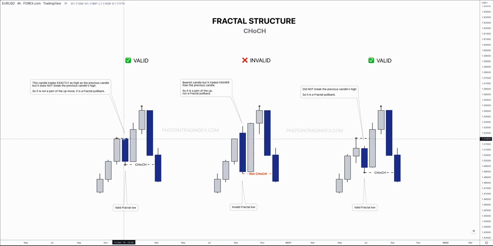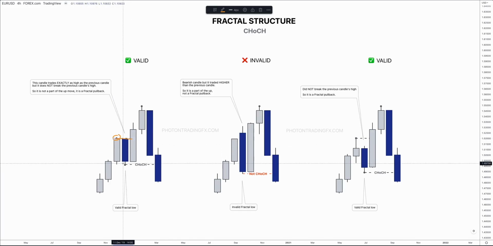Well, remember, what is the definition of a fractal pullback? It's if it fails to break the previous candle's high. So if this candle here trades exactly as high as this candle here, then has it broken its high? No, right? So that means the fractal pullback has started. So if you see perfectly equal highs, that is now the fractal pullback started, and you can mark this out as your current active fractal high, okay?